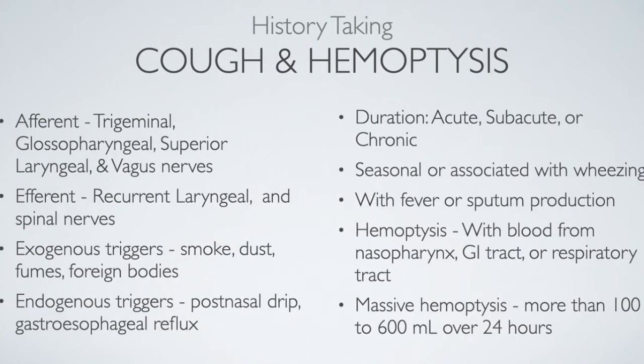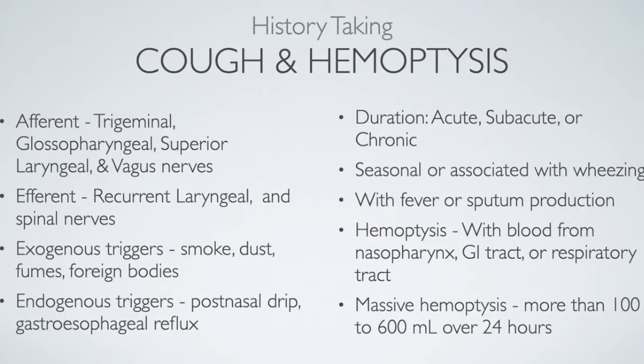Some exogenous triggers include smoke, not just cigarette smoke, any smoke, barbecue smoke, construction, cement smoke, dust, fumes, foreign bodies more often seen in children that place toys with small movable parts into their mouth, accidentally inhaling them, or you could be that unfortunate adult slurping down a bowl of soup, who is unlucky to have a small piece of corn get lodged into their airway after slurping it, or just eating soup.